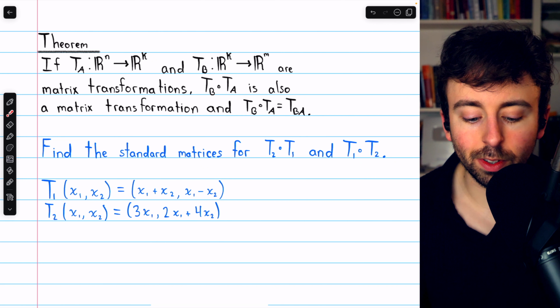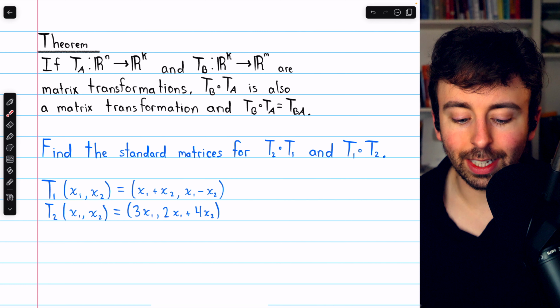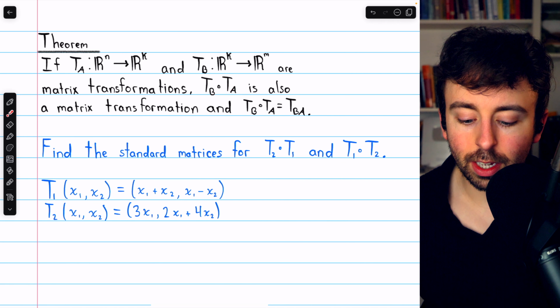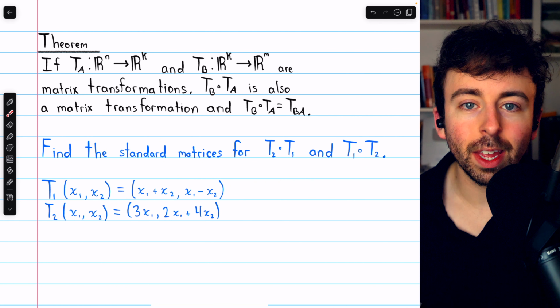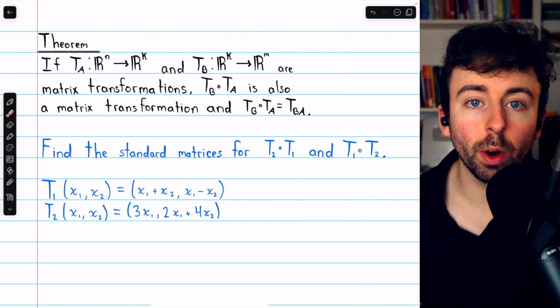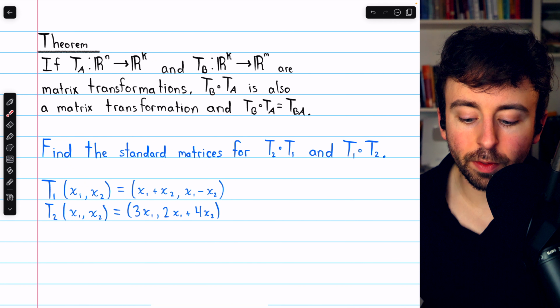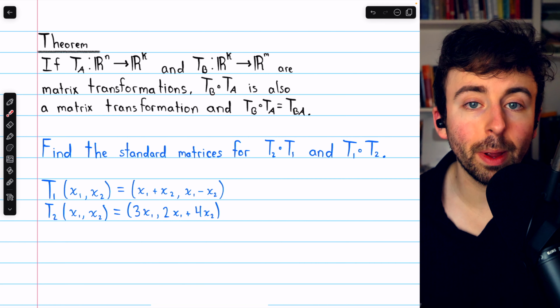We will of course use this theorem, which we've previously proven, link in the description, that if TA and TB are matrix transformations, then their composition is also a matrix transformation, and the standard matrix for that composition is just the product of the standard matrices of the individual transformations.